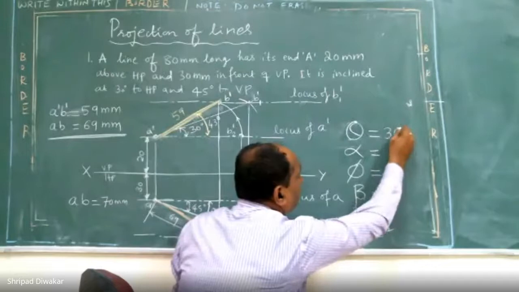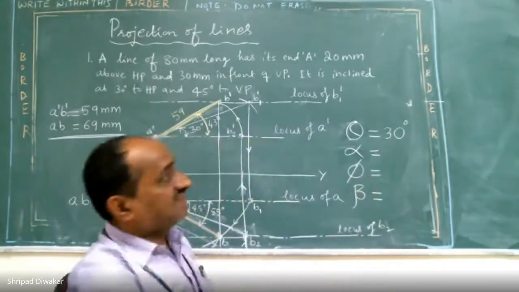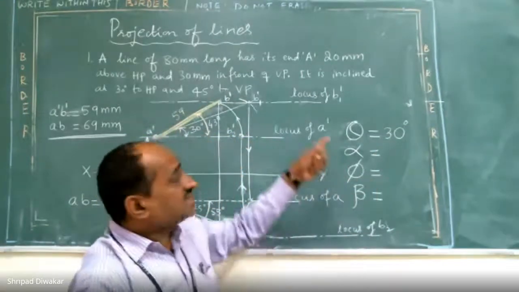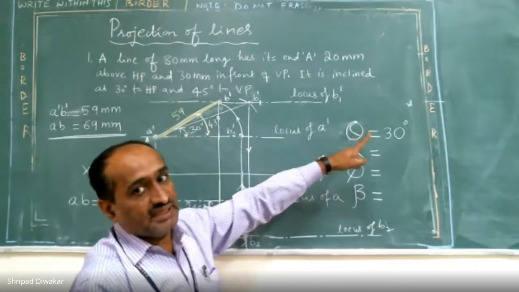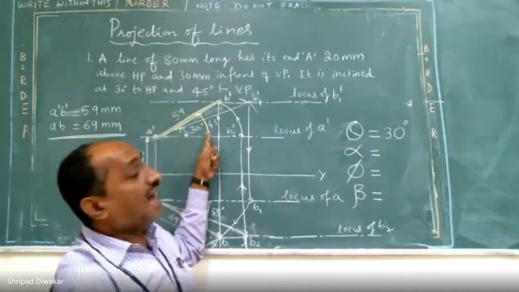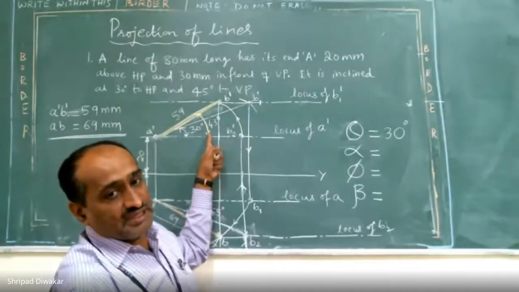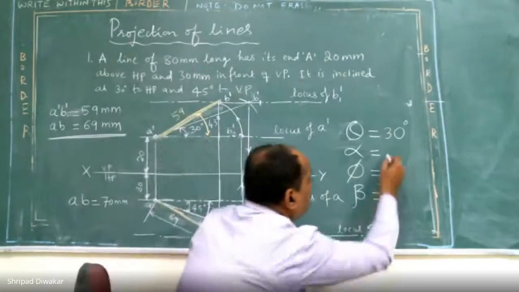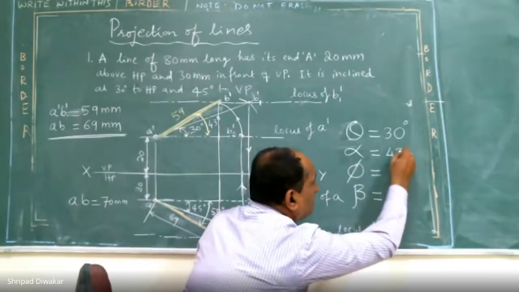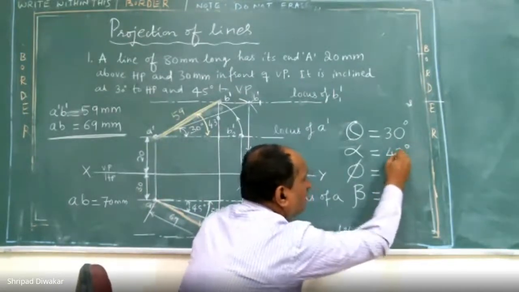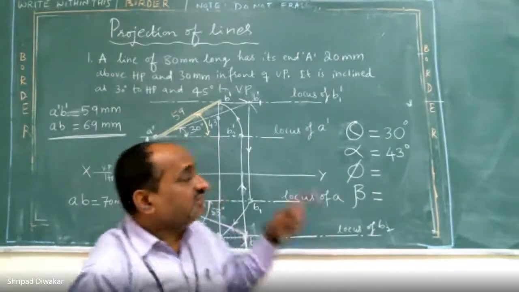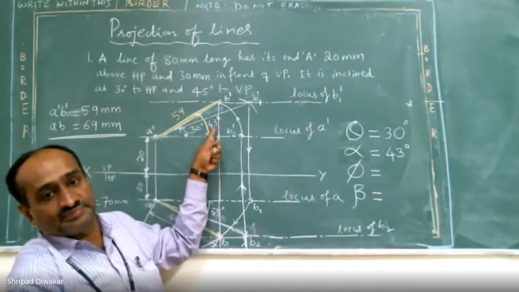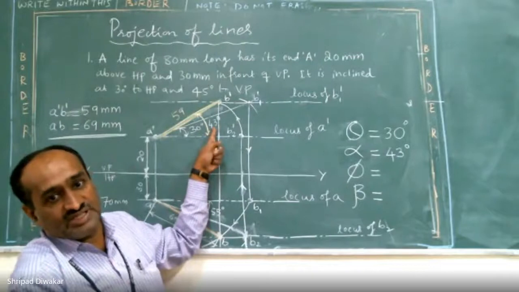Okay, remember, always you have to represent like this only. Theta is true inclination of the line with respect to HP, that is 30 degree, and alpha is your apparent inclination of HP, that is 43 degree. You have to represent like this only, don't change the diamond symbol. So alpha is apparent inclination of the line with respect to HP. This one 43 degree apparent inclination with respect to HP.